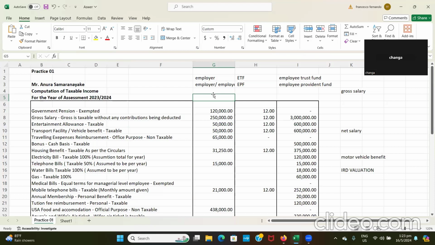And on top of that, since they haven't said that running records are also maintained, we'll have to tax the entire amount. So 20,000 for the vehicle, 10,000 driver, and 20,000 for the fuel.